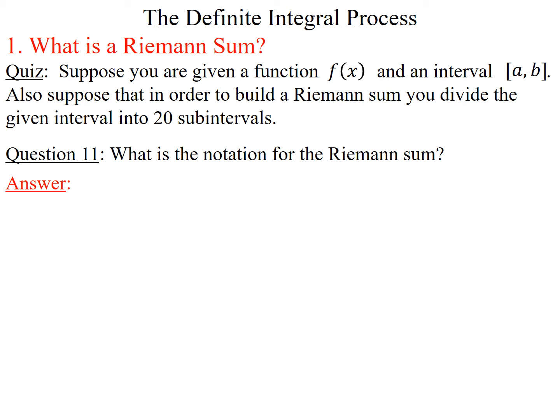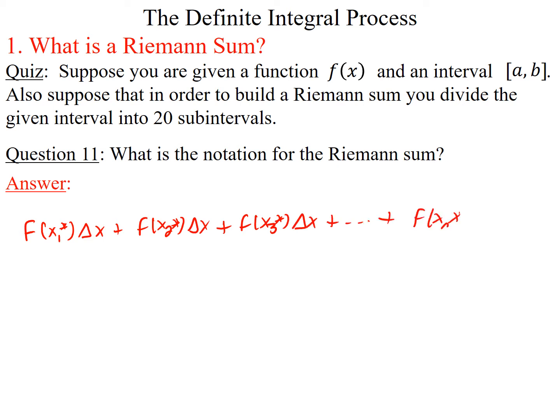So remember, the first term, you would plug in x1 star to your function, multiply by delta x. Then you plug in x2 star, multiply by delta x. Let's go ahead and write a third term here. You plug in x3 star to the function, multiply by delta x, and you keep going until the very last one, which would be f of xn star times delta x.